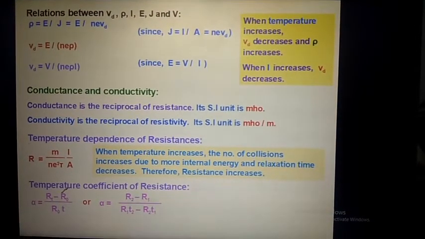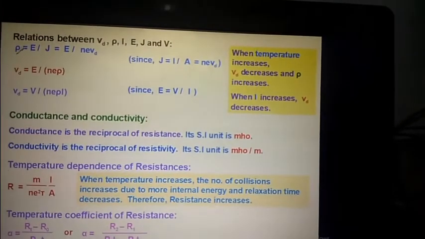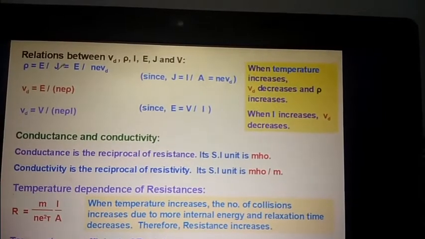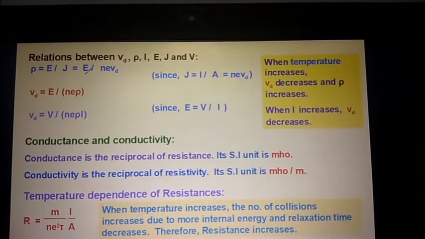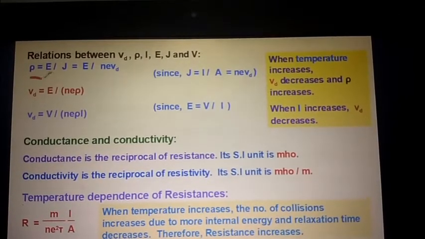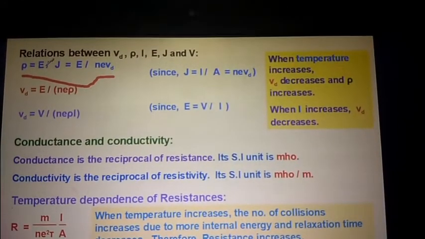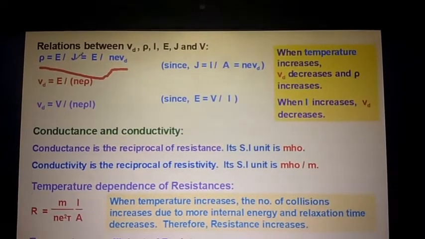The first relation gives the relationship between resistivity. This is specific resistance, or resistivity. Resistivity is equal to E by J. We know what J is? J is the current density, that is equal to n e v_d. So this is a relation between the drift velocity and the resistivity. That is, resistivity is equal to E by n e v_d.